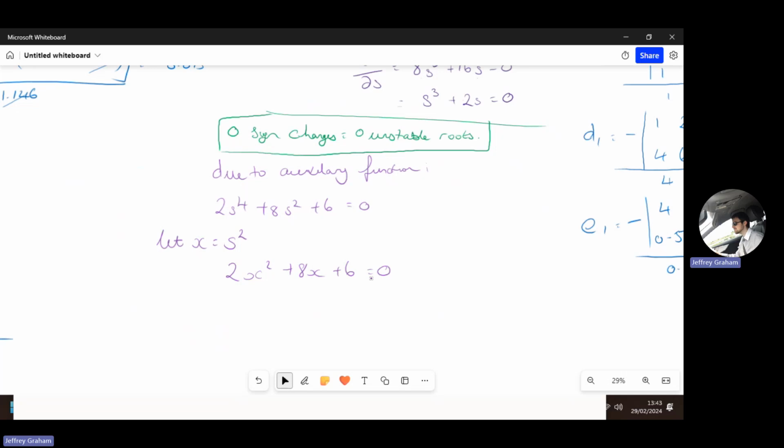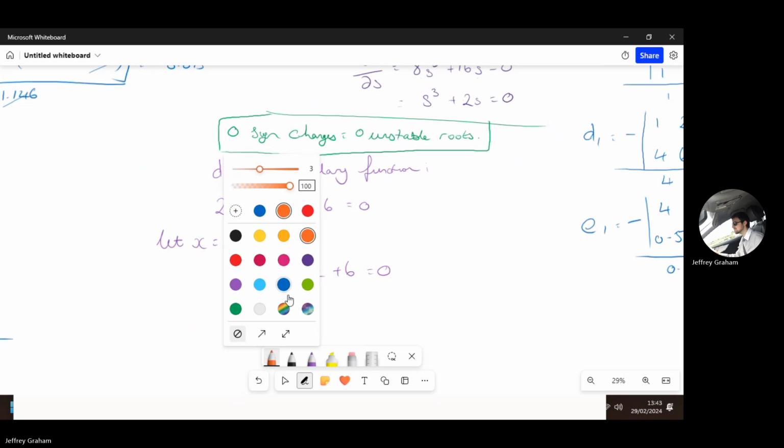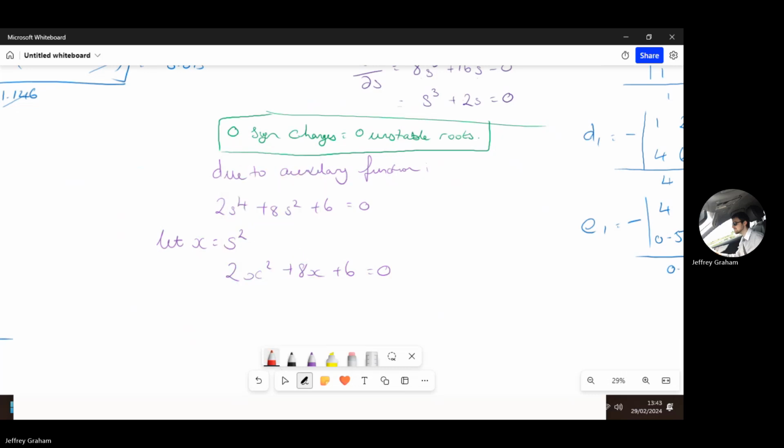Hopefully in that format, it looks a little bit more familiar. We now have a quadratic. So this one up here was a quadratic in disguise, if you ever met them. Right. Dealing with this quadratic then, I'm going to stick it into the formula and get my answers out.